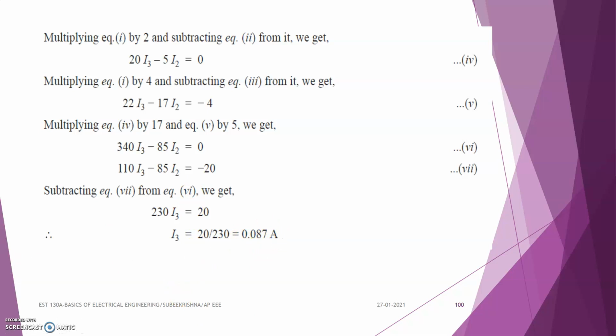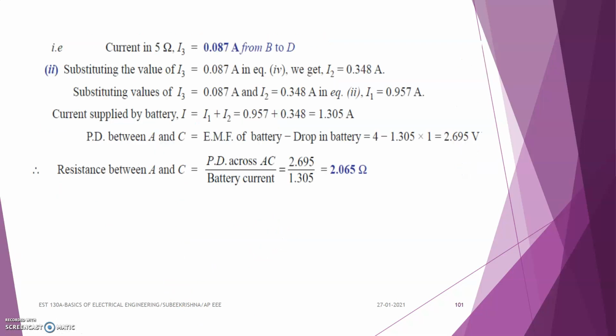And the next question is, what is the resistance between the terminals A and C? That is the second part of the question. And here the current which is flowing through the 5 ohm resistor, I3, is equal to 0.087, which is a positive value. So the direction of flow of current is true. That is, the current is flowing from B to D, since the value of this current is positive.